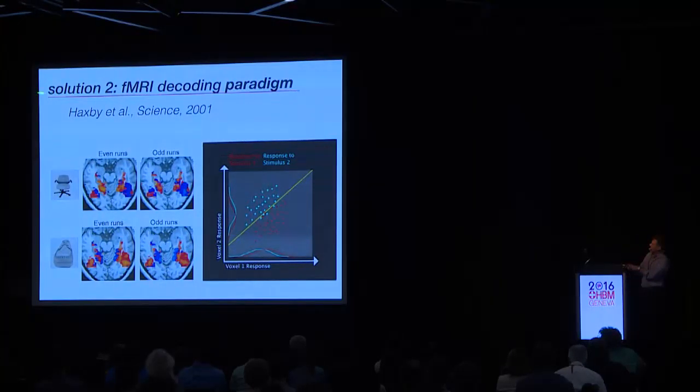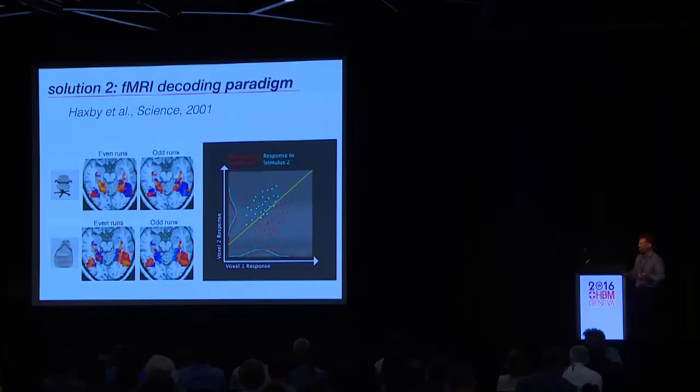So I'm going to talk a little bit about the fMRI decoding paradigm, or MVPA, which was introduced by Haxby several years ago in a Science paper, and then picked up on in the field. If you walk through the halls of this poster session today, there are many, many posters that use this technique to measure selectivity in the brain in many different domains.